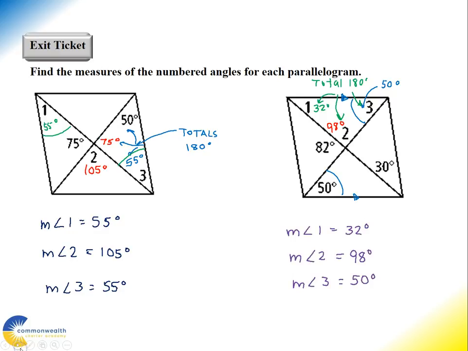So the solutions I got for this were that the measure of angle 1 was 32 degrees, the measure of angle 2 was 98 degrees, and the measure of angle 3 was 50 degrees.